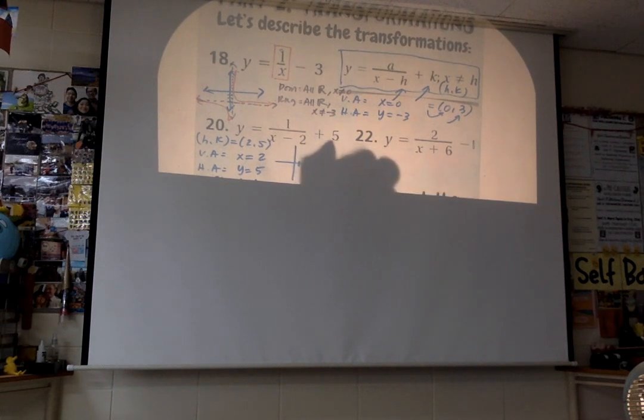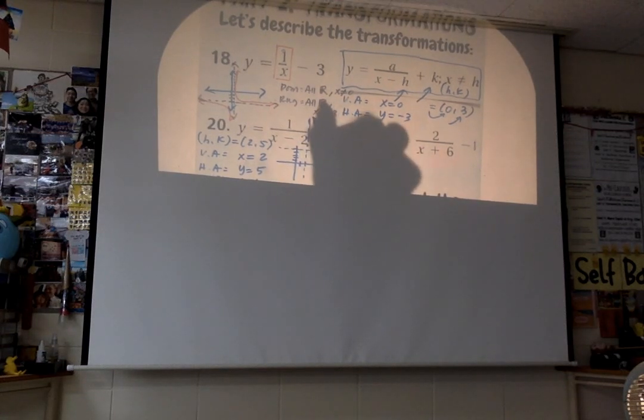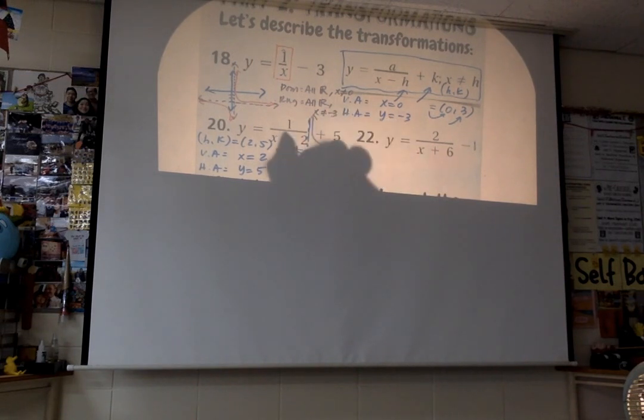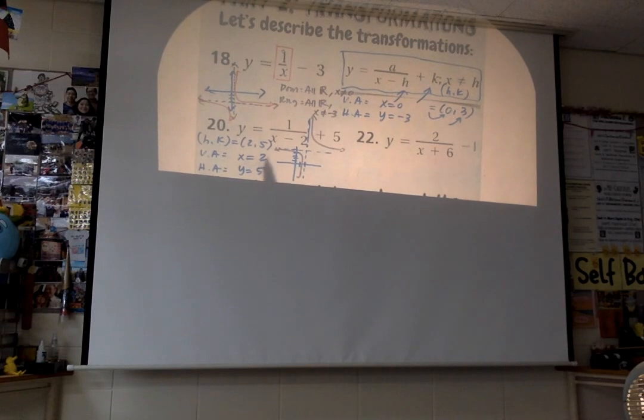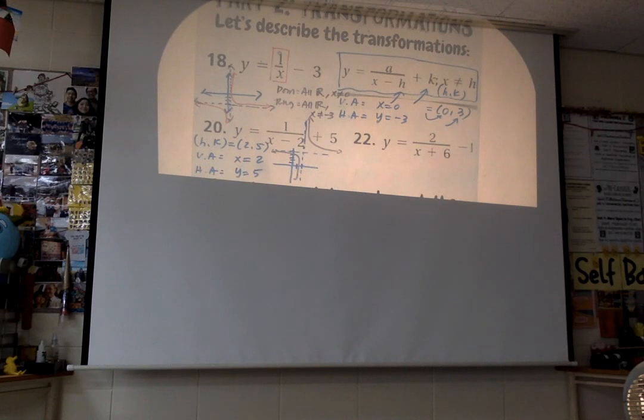X equals 2. Y equals 5. So it's moved up. This graph, you know it's going to look something like this. It's going to go this way and this way. And domain and range, domain would be all real numbers except 2. Range would be all real numbers except for 5. Do this one all on your own now.